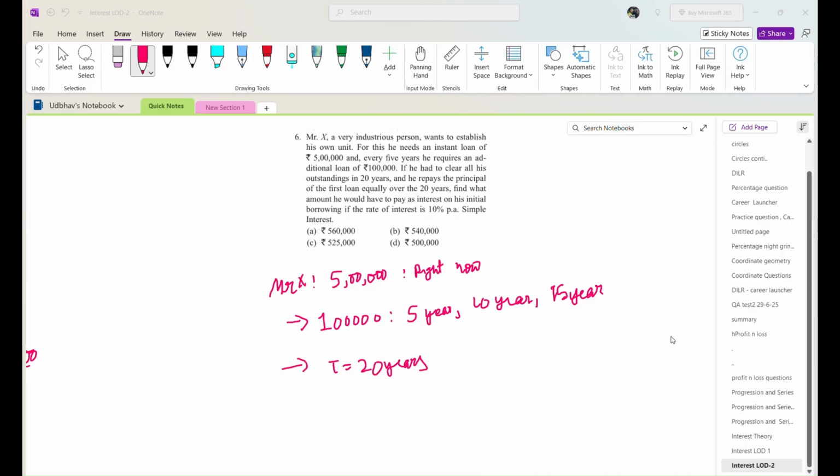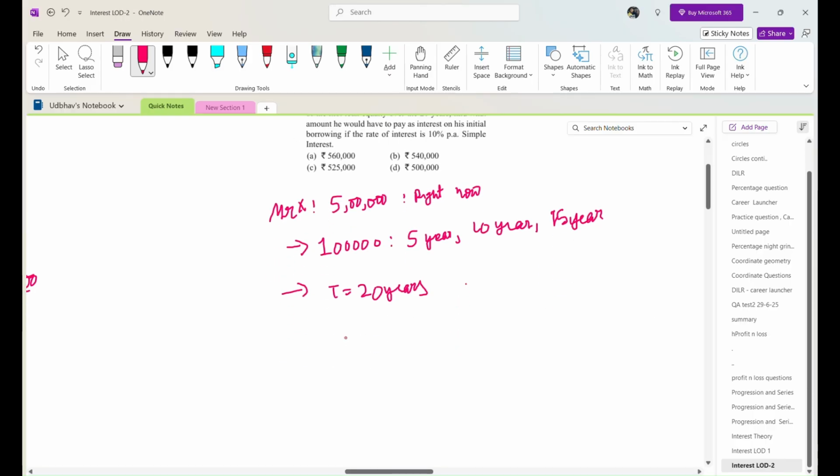And we are told that he repays the principal of 5 lakh equally every year over 20 years. And on that, we have to apply the interest of 10%. So we need to find the interest he pays on the first 5 lakh rupees he borrowed. So repaying 5 lakh equally in 20 years means that, let us assume that he has 5 lakh rupees right now in hand.